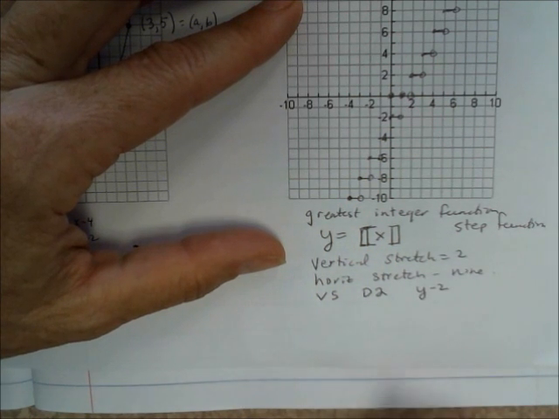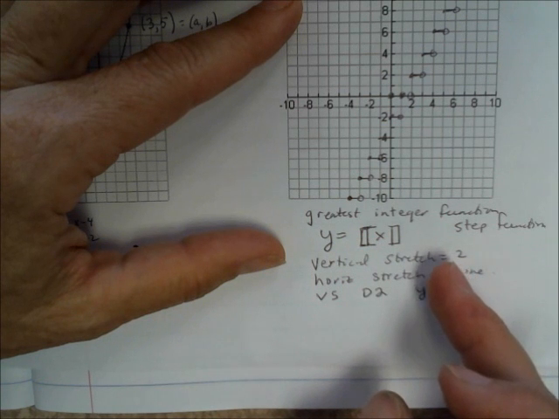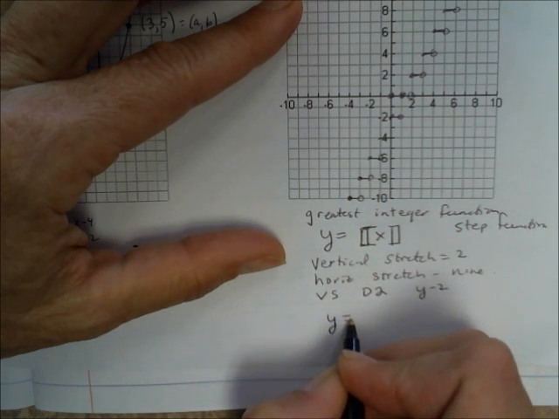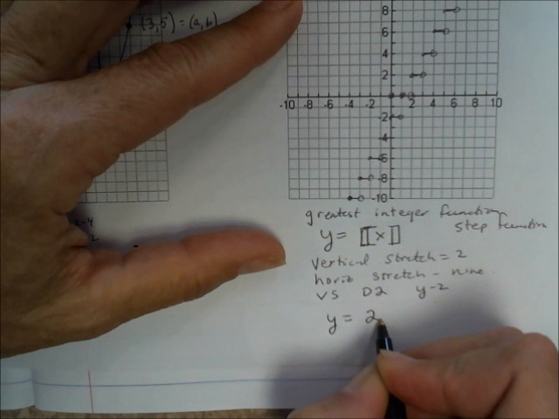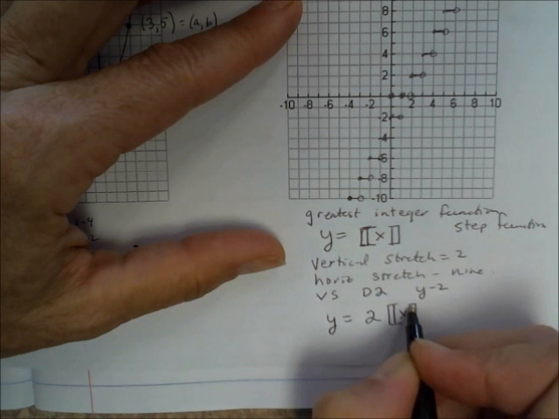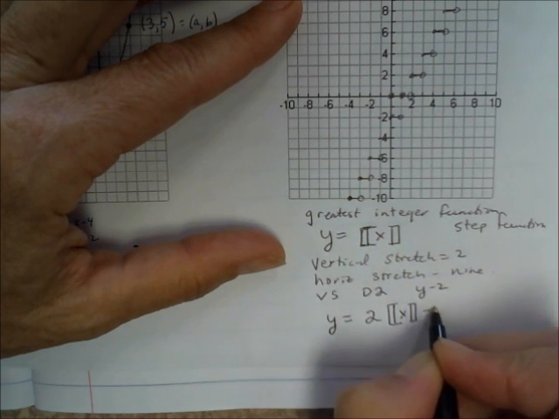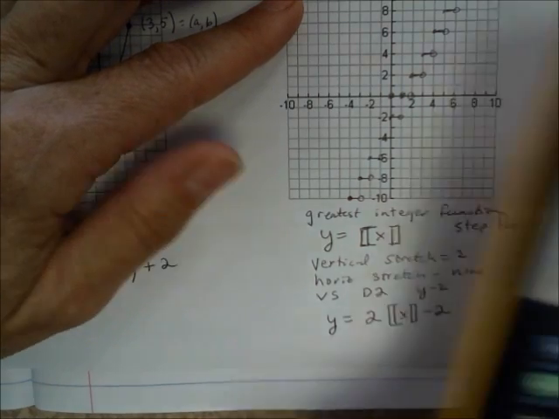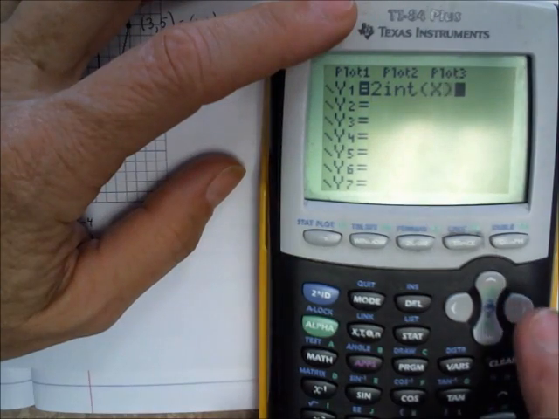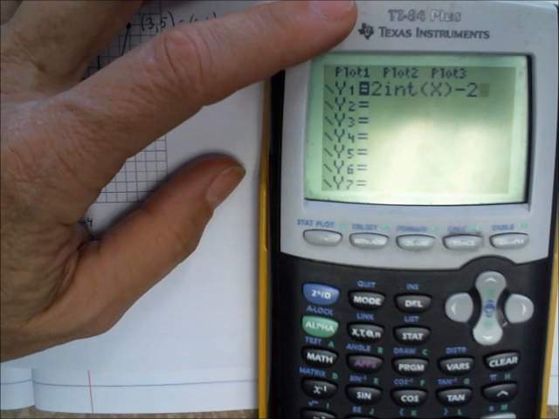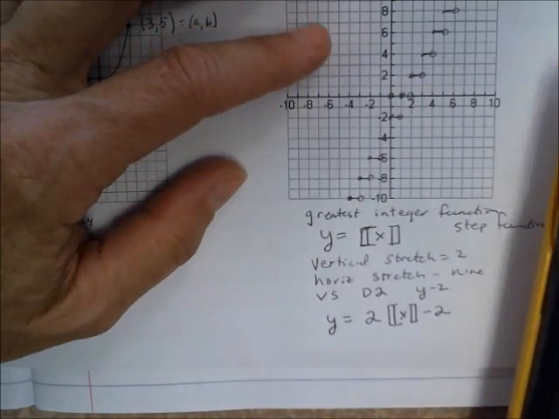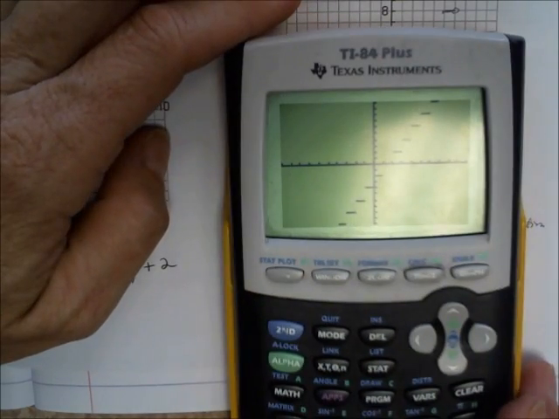And now that we know about the stretches and the shift, we can write the greatest integer function like this. Y is equal to, the vertical stretch is 2, the greatest integer function is like this, x, and then this has been moved down 2, so minus 2 at the end. So let's just transform this function. If you insert a 2, that would be your vertical stretch, and if you did a minus 2, that would make it move down 2. And then the new one should match what we see on our graph, and it does. If you can just take a look at that, they match.